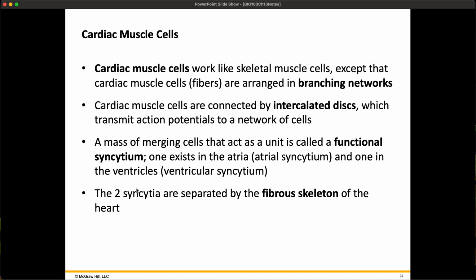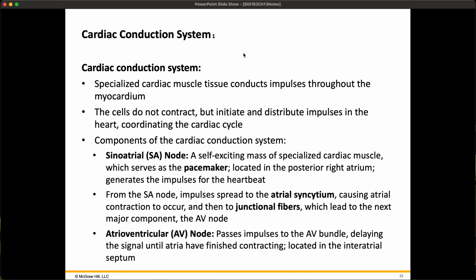The syncytia, so the atrial and ventricular syncytiums, are separated by the fibrous skeleton of the heart, if we remember that structure. Okay, so let's get into the conduction system. So we kind of talked about the heart muscle cells, we talked about the heart walls, we talked about the flow of blood through the heart. So now we need to talk about how that actually is initiated, and what the electrical signals for it are, because the heart muscles, while they're involuntary, there is still a signal that's being sent from your body to initiate that rhythm.